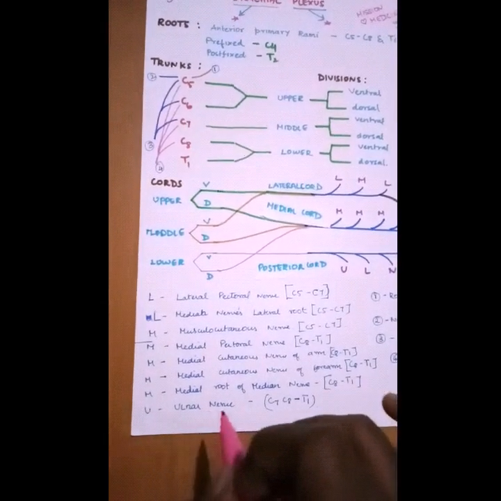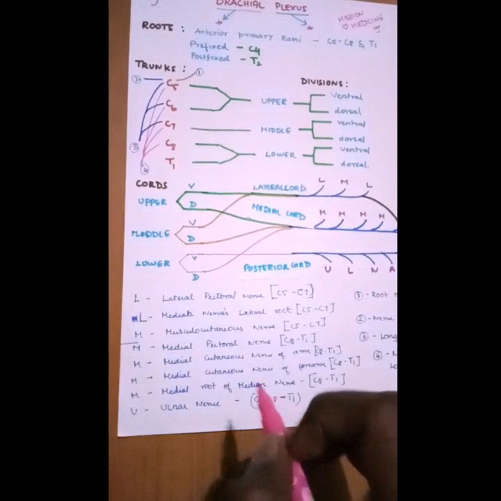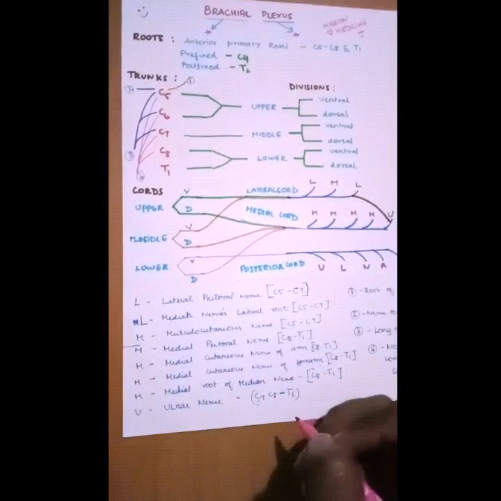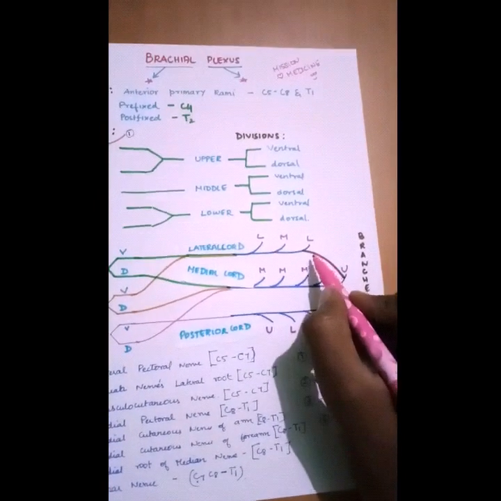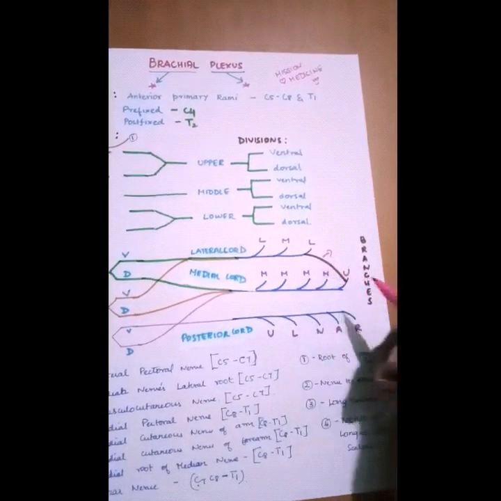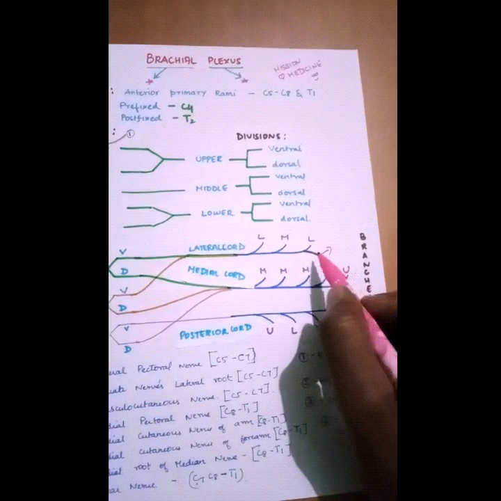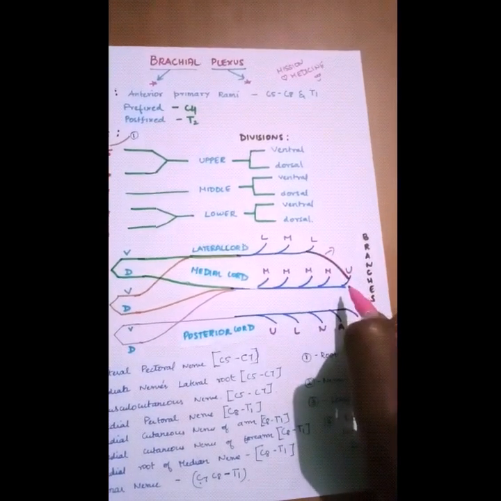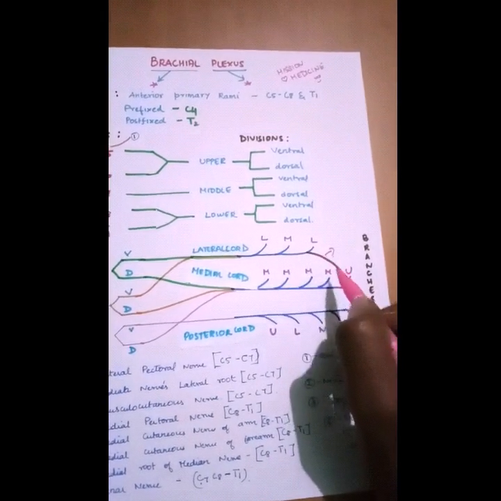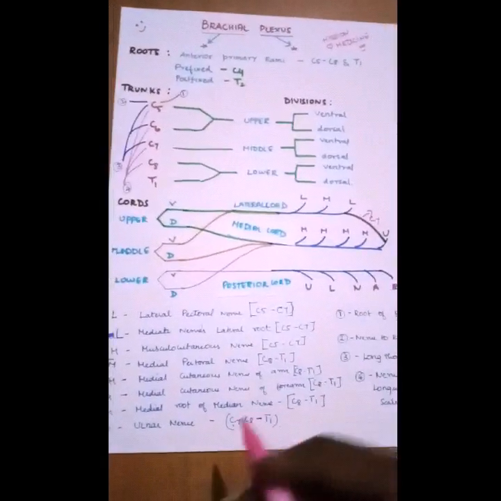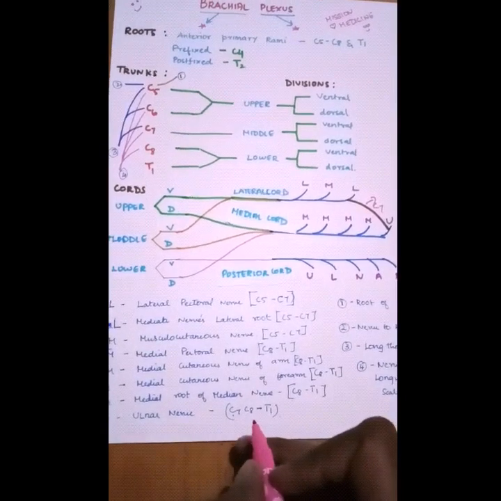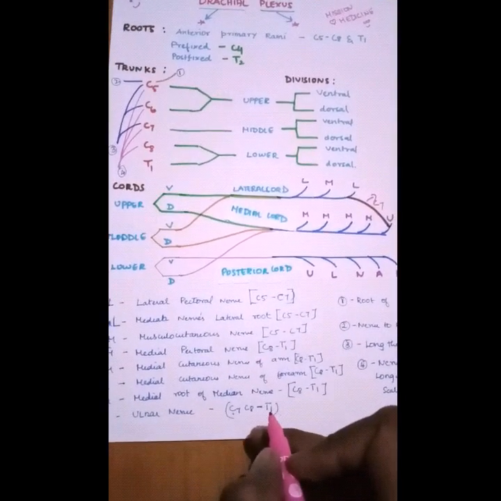And now comes the ulnar nerve, which has an extra root, that is C7. How does this come? It is because of the communicating branch located here, which comes from the lateral cord to the ulnar nerve. This gives the C7 root for the ulnar nerve. So now the ulnar nerve has C7, C8 and T1.